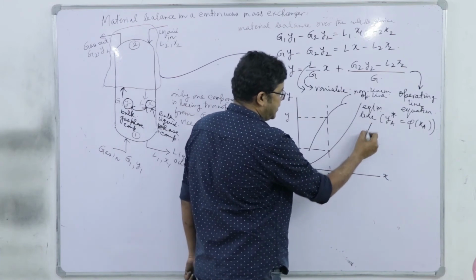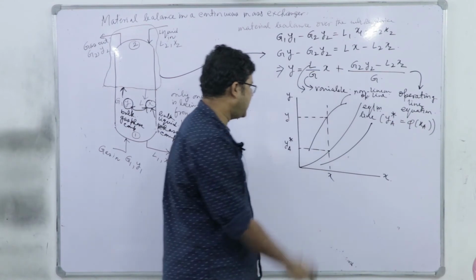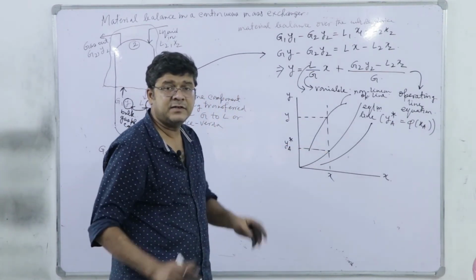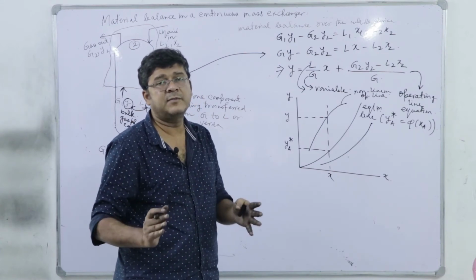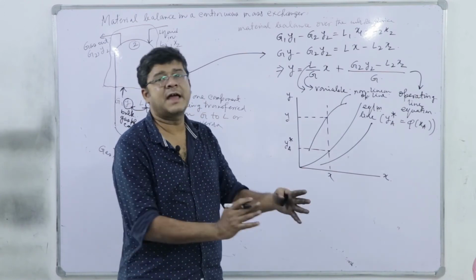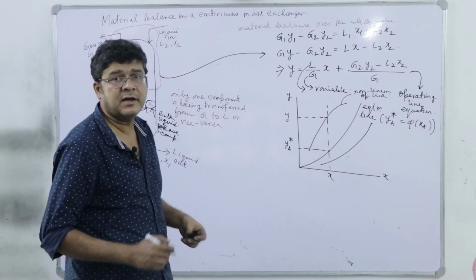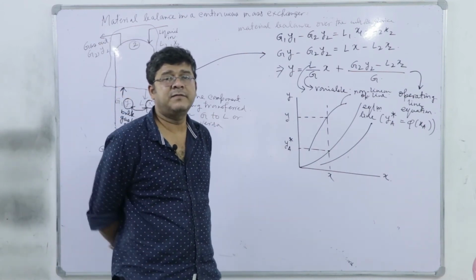Alternatively, if I have the operating line here, then YA star is higher than y, and essentially here the liquid is rich in terms of the component A, and that is getting transferred to the gas phase, the reverse of, for example, absorption of carbon dioxide from air in the solvent of tertiary amine.